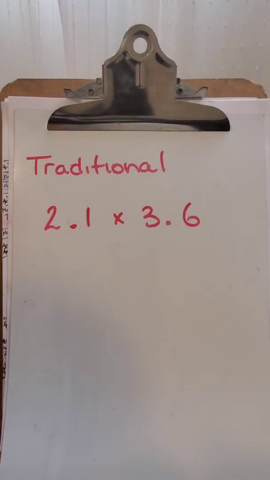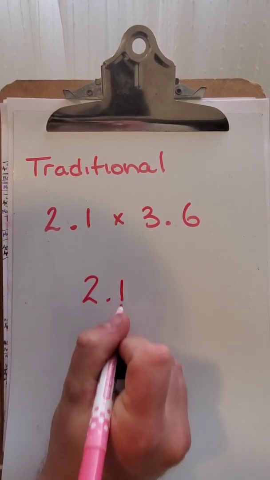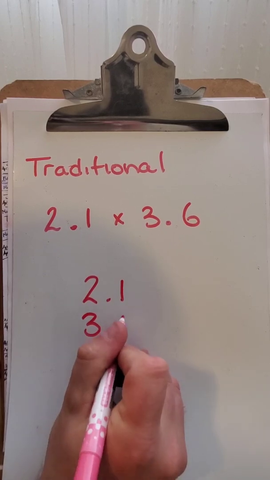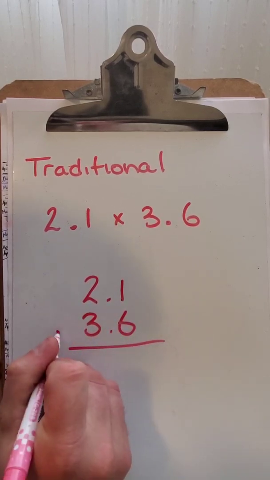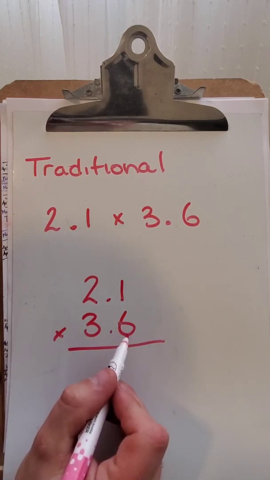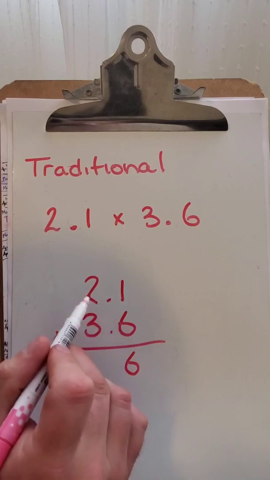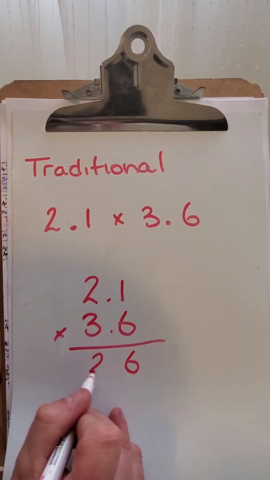Our first example is 2.1 times 3.6. We're going to solve this using a traditional method. We'll begin by stacking them on top of each other. We begin by multiplying 6 against the top row. 6 times 1 is 6. 6 times 2 is 12.